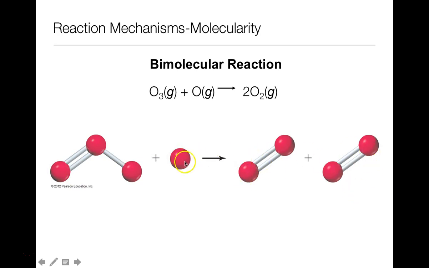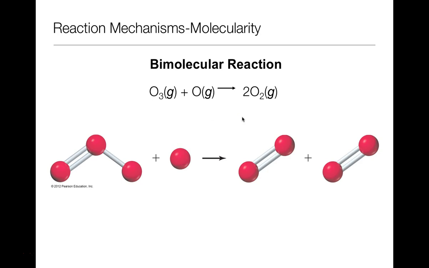So we'd call this a bimolecular reaction. Again, we don't care about the number of products we formed, but 2 reactants came together in an elementary step. And the elementary step is just this transfer of an oxygen between the two species.